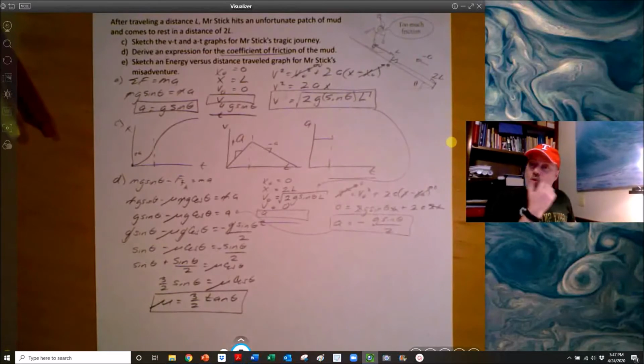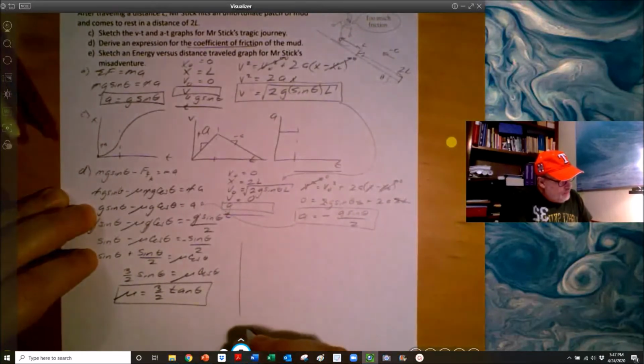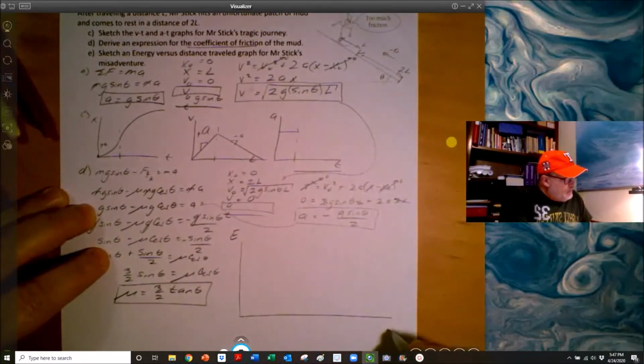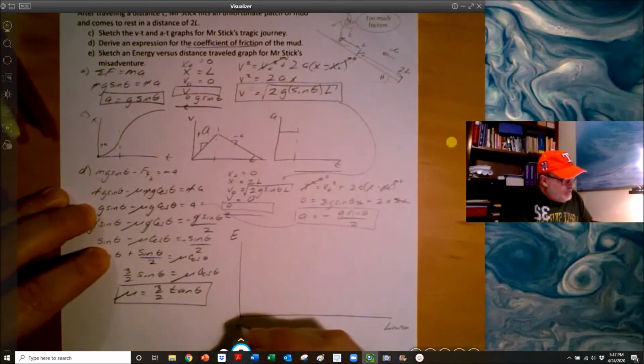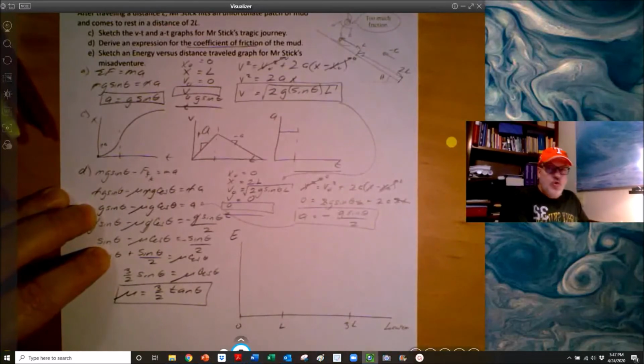And that was way too long of a problem. So let's take a look at our last one. Hopefully it's easier. It says, sketch the energy versus distance traveled graph for Mr. Stick's misadventure. All right, I got some space over here, so let's do this. Here's energy versus location. So here's where he begins. Here is L, and here is another 2L beyond that. So that would be 3L total.